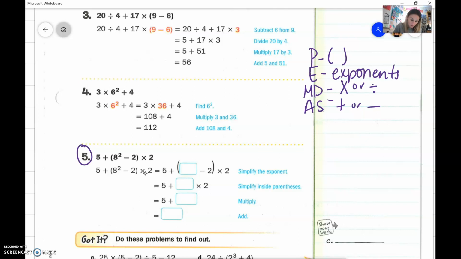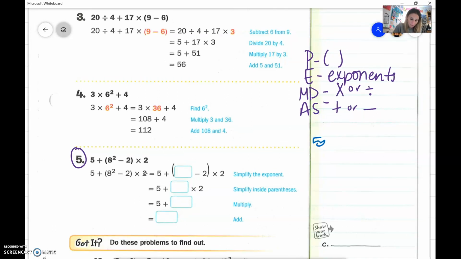All right, so we're going to rewrite this problem. 5 plus, in parentheses, 8 to the second minus 2, times 2. All right, P, parentheses. Do we have stuff in parentheses? Yes, we have to do that first.